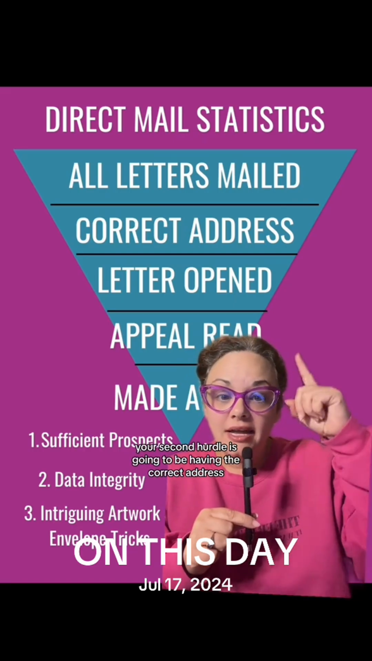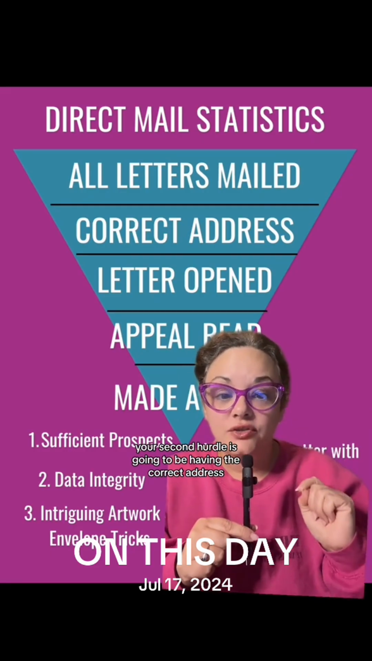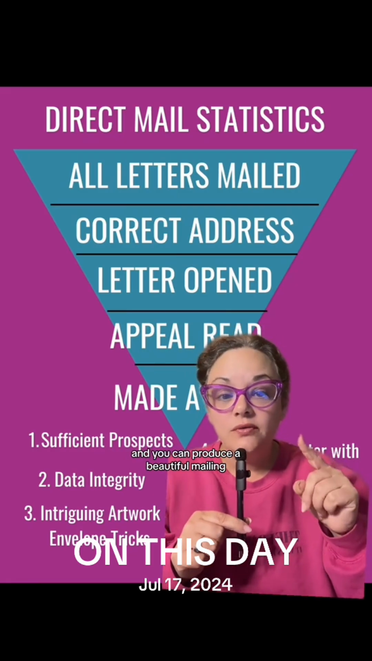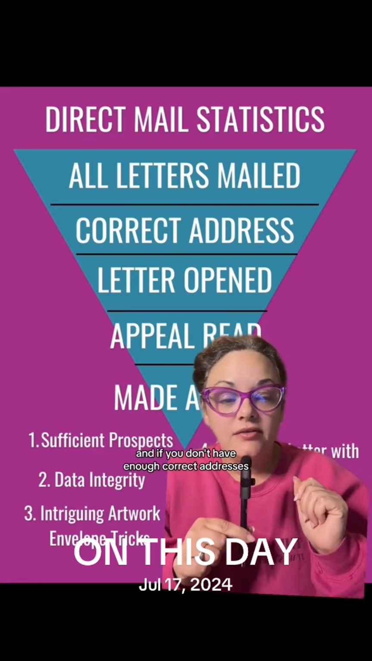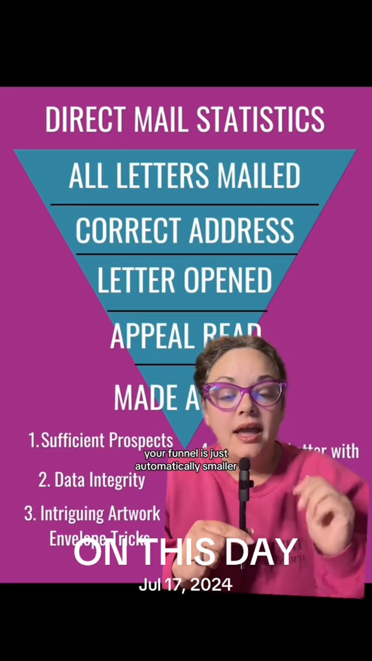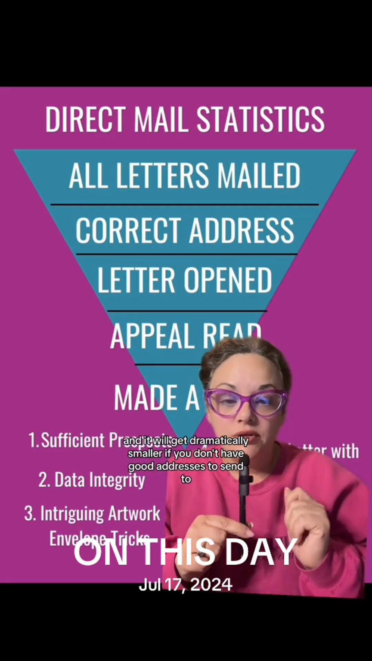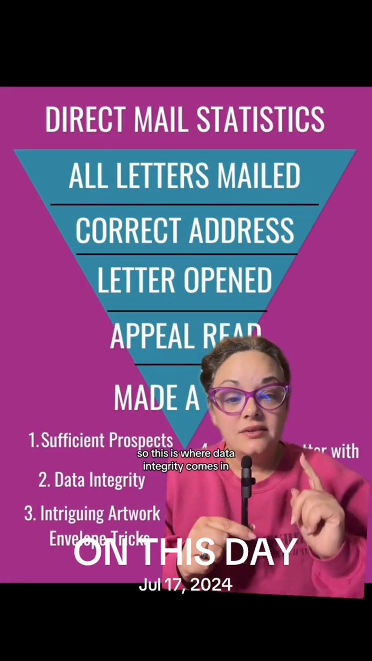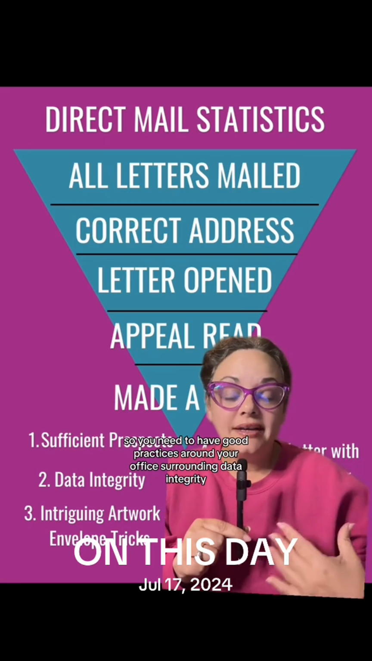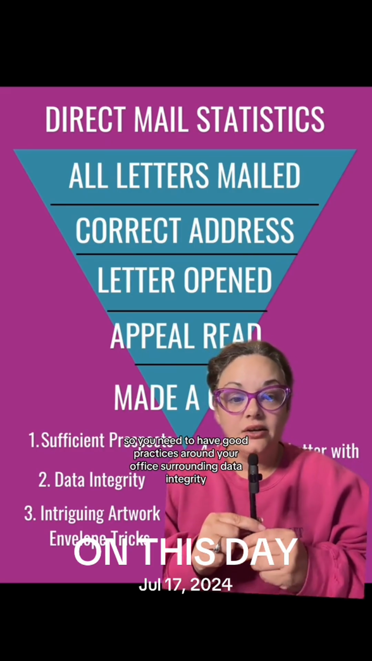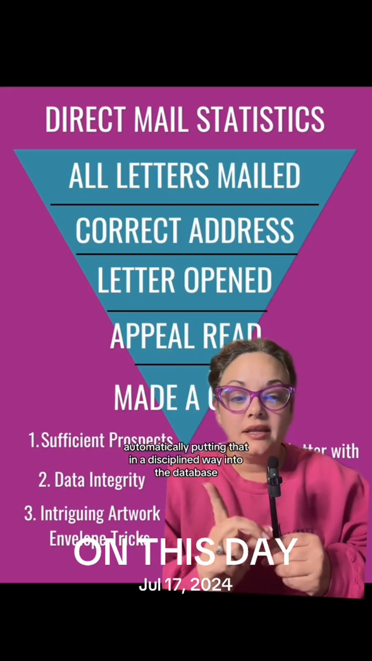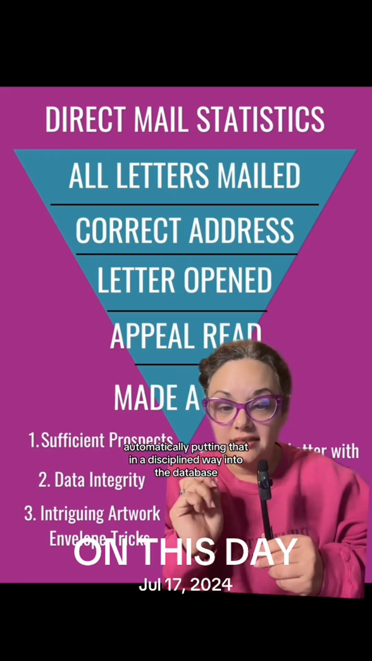Your second hurdle is going to be having the correct address, because you can have all the wonderful people in the world and you can produce a beautiful mailing, and if you don't have enough correct addresses, your funnel is just automatically smaller, and it will get dramatically smaller if you don't have good addresses to send to. So this is where data integrity comes in. You need to have good practices around your office surrounding data integrity, so that if anyone finds a new address for one of your prospects, you're automatically putting that in a disciplined way into the database.